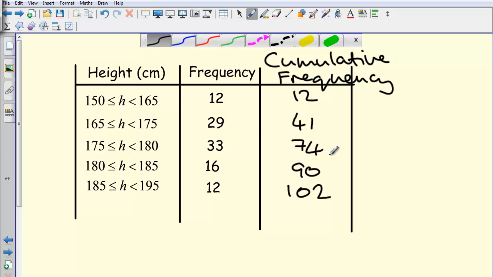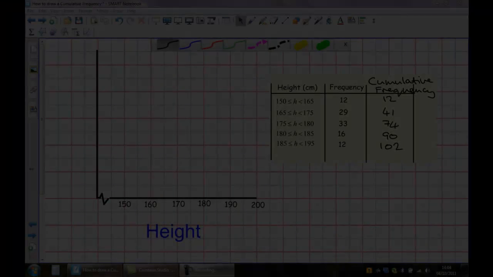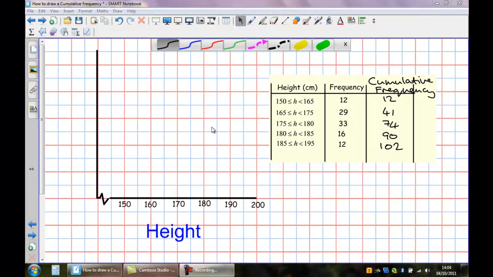So I'm going to set up my cumulative frequency curve next, and I'll just pause the video for a moment. So I've already got the scale on the x-axis set up to represent the heights, and I've gone from 150 up to 200 because that covers the range that's here. Just gone slightly past the end one just to make my numbering easier.